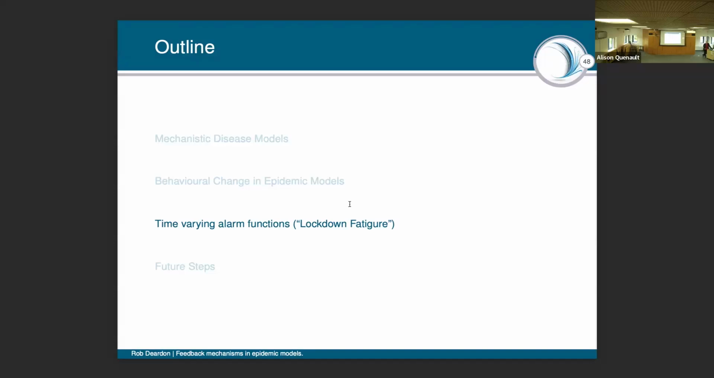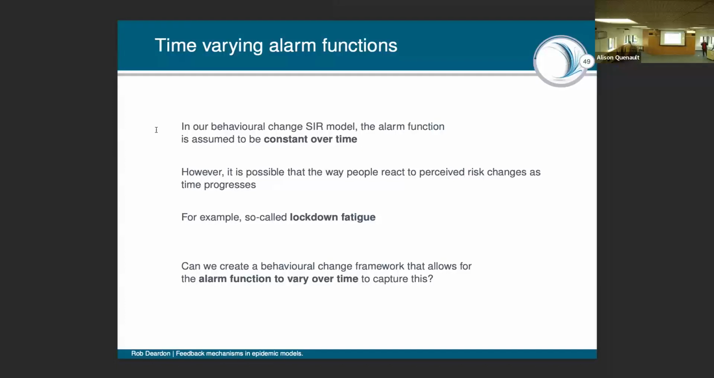I'll come back to some of those at the end. But one of the things we thought about was making the alarm function itself time varying. And then the obvious driver for that was the idea of lockdown fatigue. So, lockdowns come in, people adhere to restrictions, but over time you get weary. You maybe decide that this is all a bit overblown, or some people do. And so behavior perhaps goes back slightly to normal.